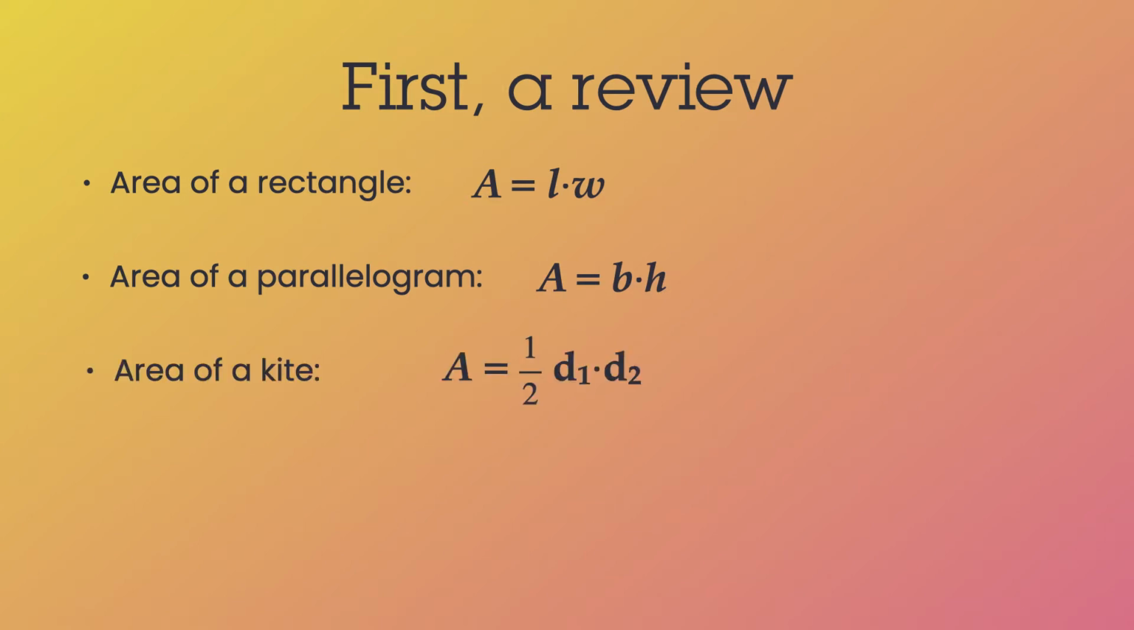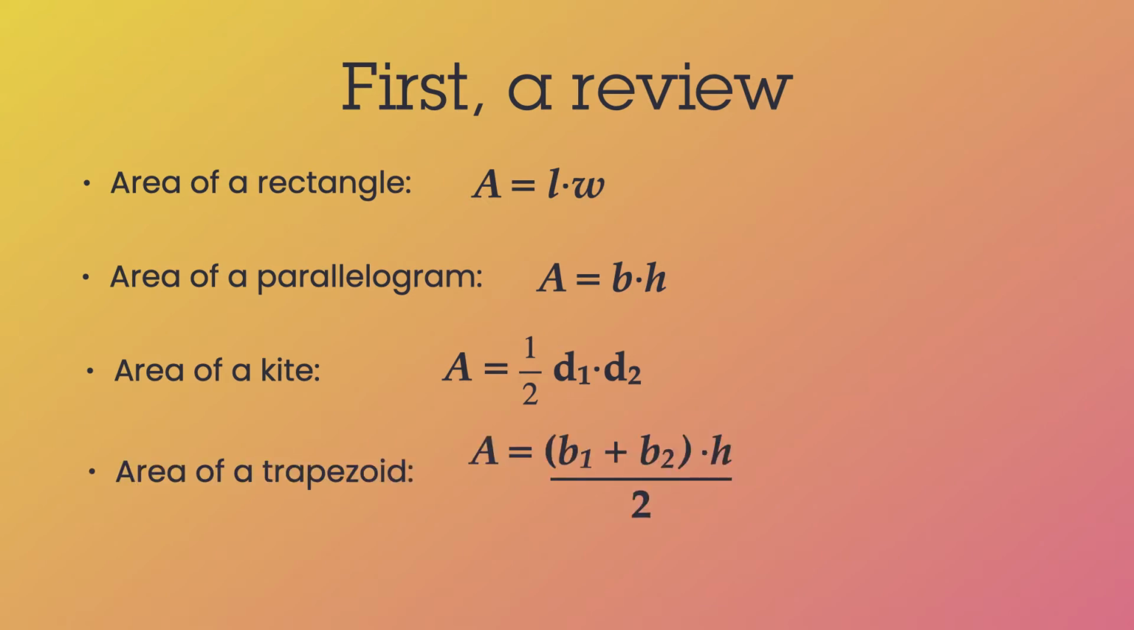Area of a kite was 1/2 of the product of the diagonals. Area of a trapezoid was the sum of the bases times the height divided by 2. And area of a circle is pi times the radius squared.